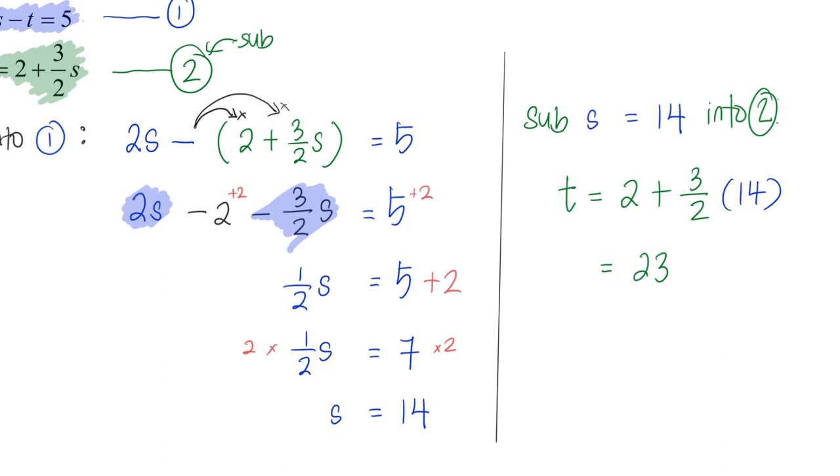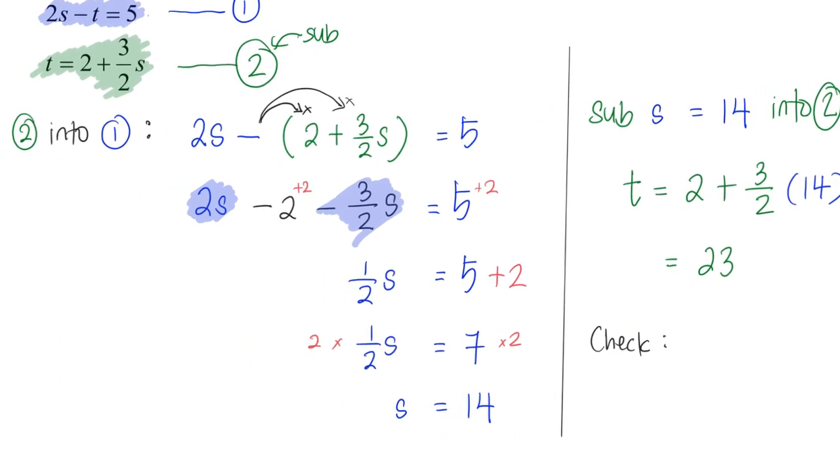And now for the last part. Now that we have found the values of s and t, the last part is actually for us to do a quick check. Okay, so we are going to put the values of s and t back into equations 1 and 2 and see. For example, equation 1 is 2s, so 2 times 14 minus t, which is 23. Does this give me 5? Yes, it does.